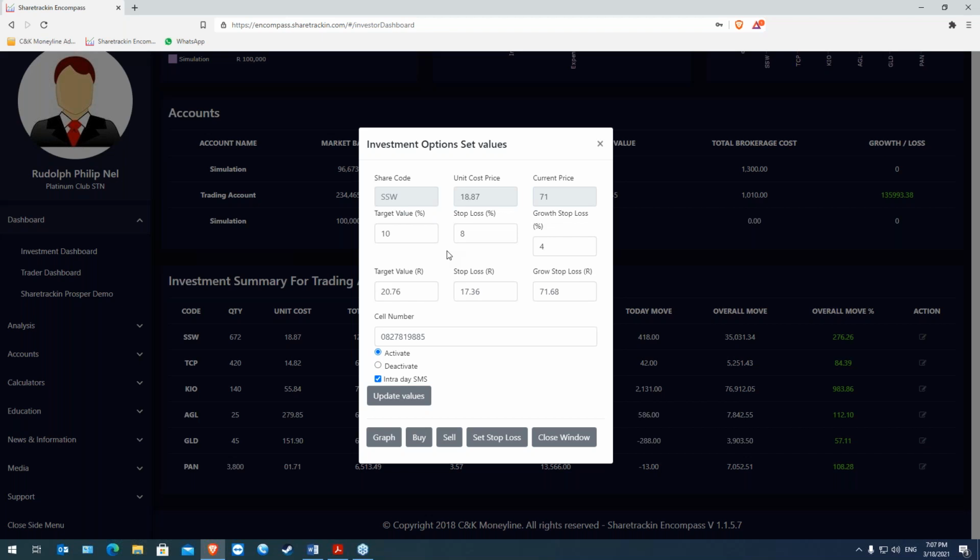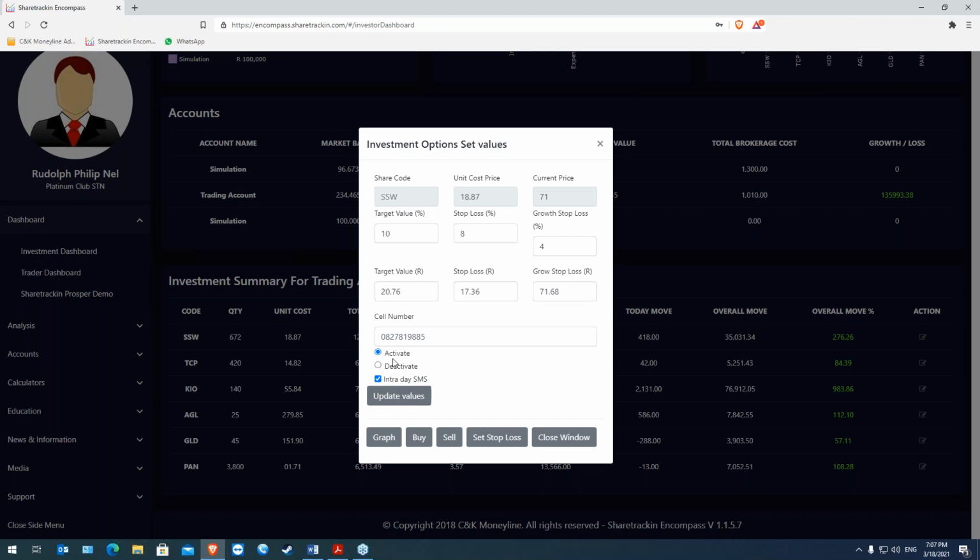But once it reaches a target or stop loss or gross stop loss, you will need to log in to go and check what's happening to your shares. And that's why technology is so wonderful. You can even use your cell phone to quickly log in and check what your shares are currently doing.